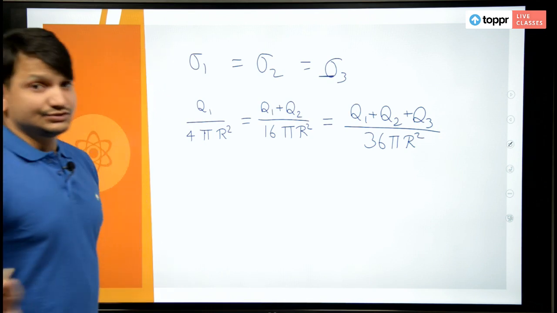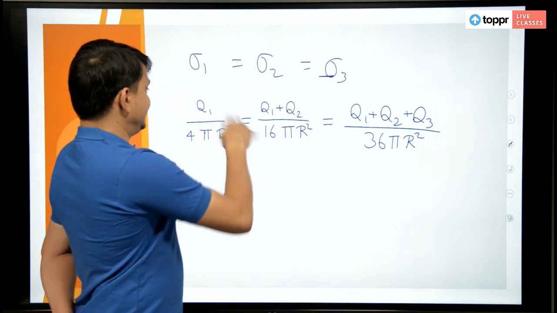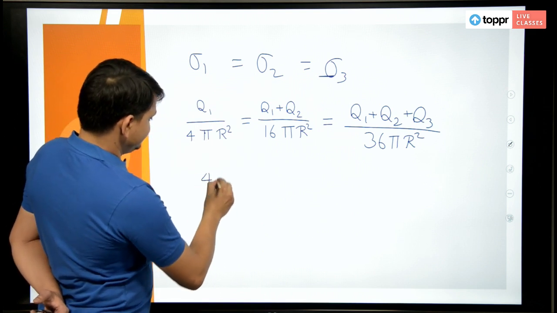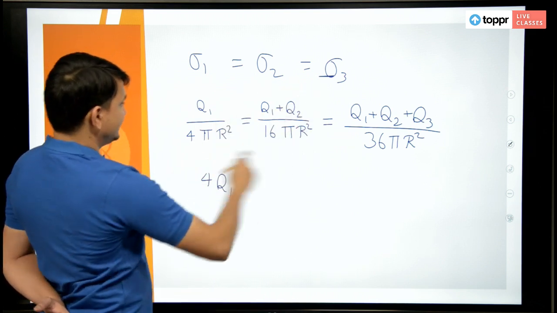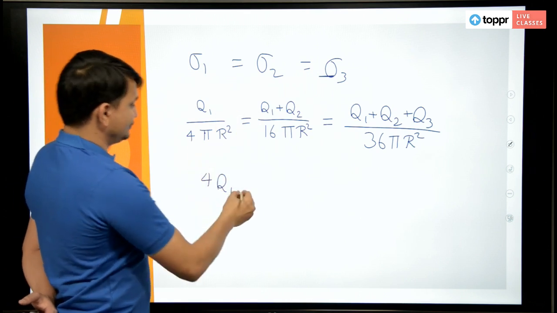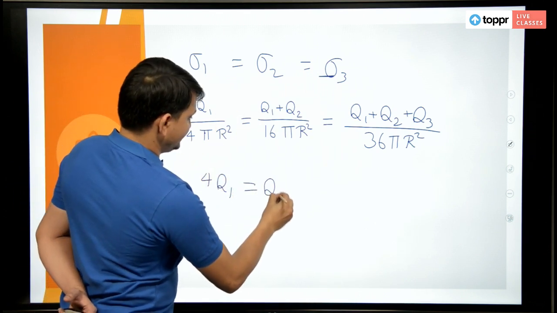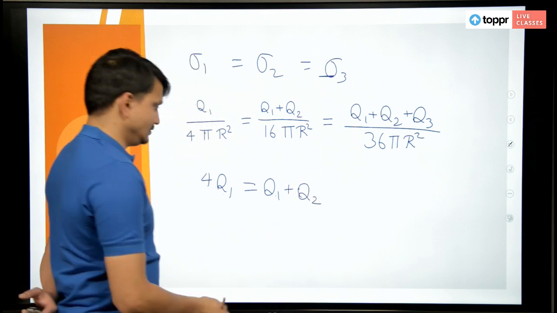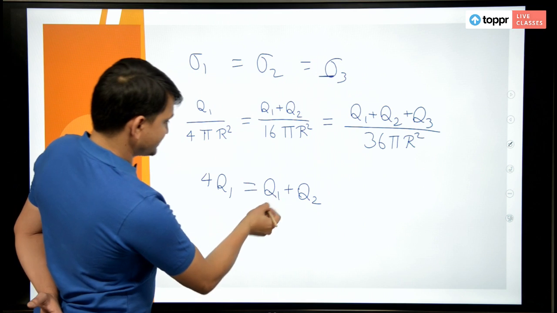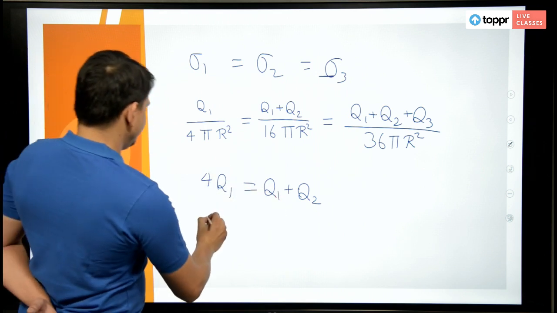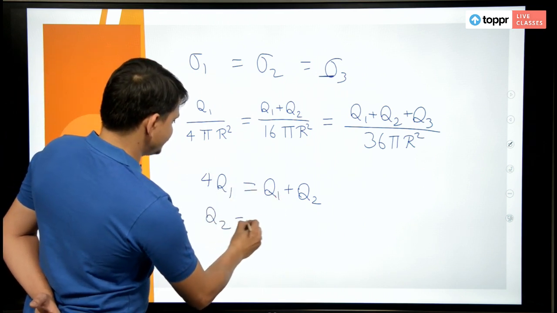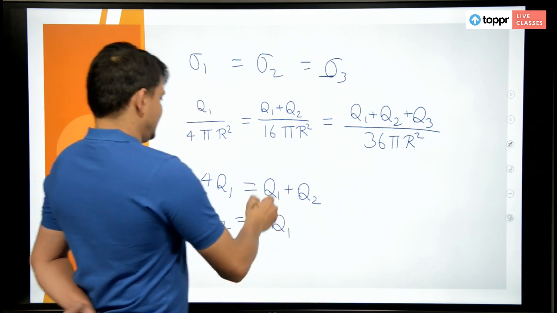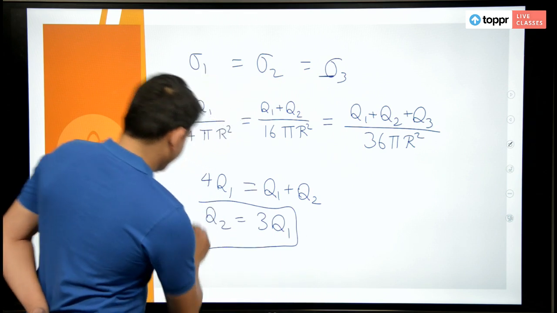Okay, we can solve it out. Let us first solve this part. We would be getting 4 Q1 equals Q1 plus Q2, or you can simply say, if you subtract Q1 from both sides, Q2 equals 3Q1. We get this part here.